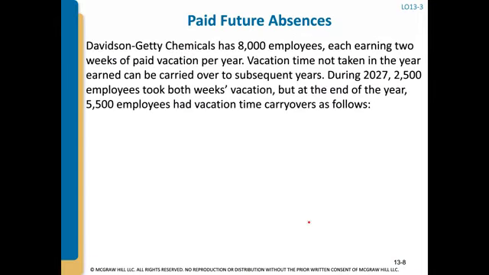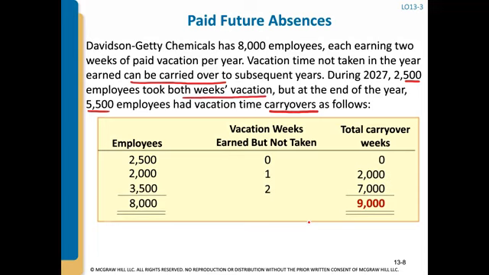Let's take an example. Davidson Getty Chemicals has 8,000 employees, each earning 2 weeks of paid vacation per year. Vacation time not taken in the year earned can be carried over to subsequent years. During 2027, 2,500 employees took both weeks of vacation. But at the end of the year, the remaining 5,500 employees had vacation time carryovers as follows. So out of their total 8,000 employees, 2,500 took all their vacation during the year that they earned.